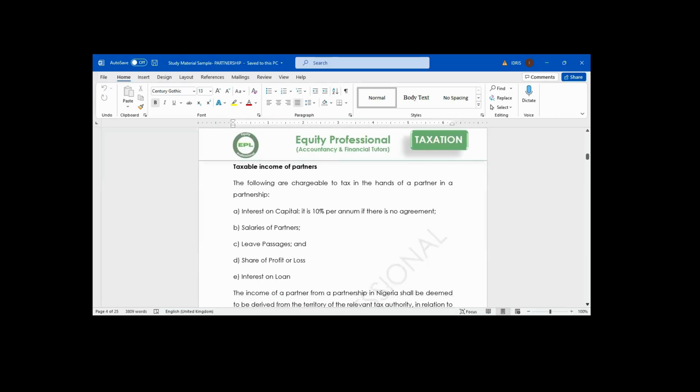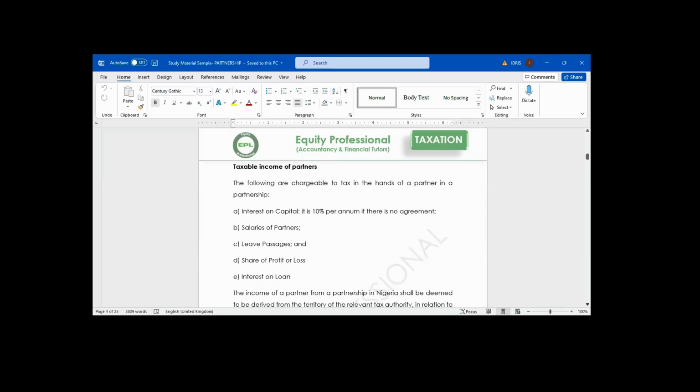Another one, leave passage. If any of the partners receive a leave passage, it's an income to the partner. It's an expense to the partnership business.